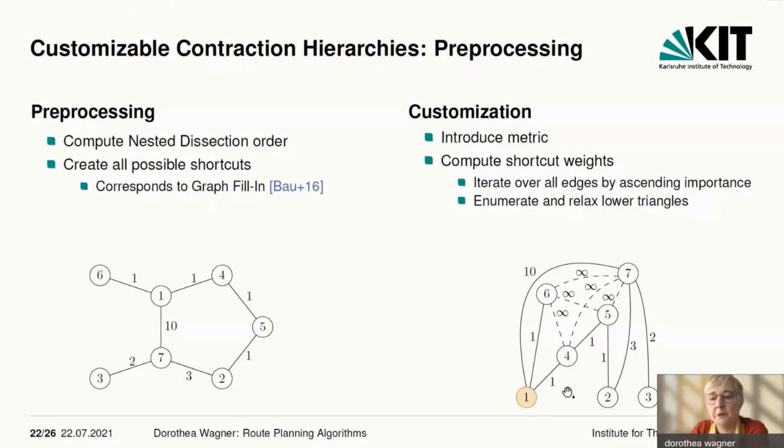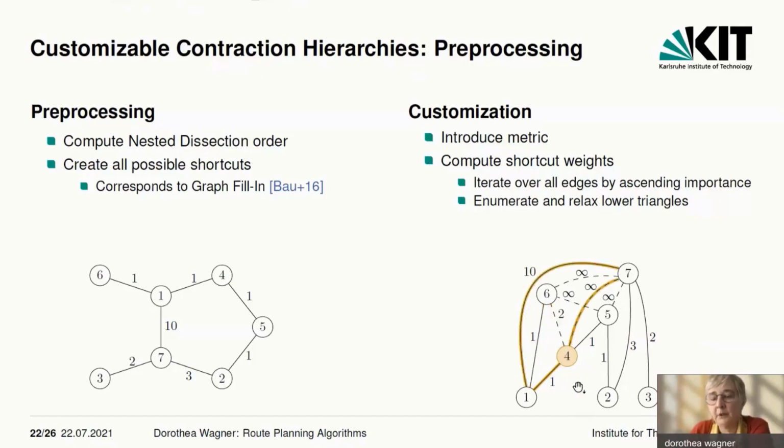When we inspect 1, well, there is no lower triangle because 1 is on the bottom of this graph. Same holds for 2 and 3. But when we inspect 4, we find this lower triangle from 4 via this lower vertex 1 to 6. And the according path introduces the weight for this additional new edge. So we place weight 2 on this dashed edge from 4 to 6.